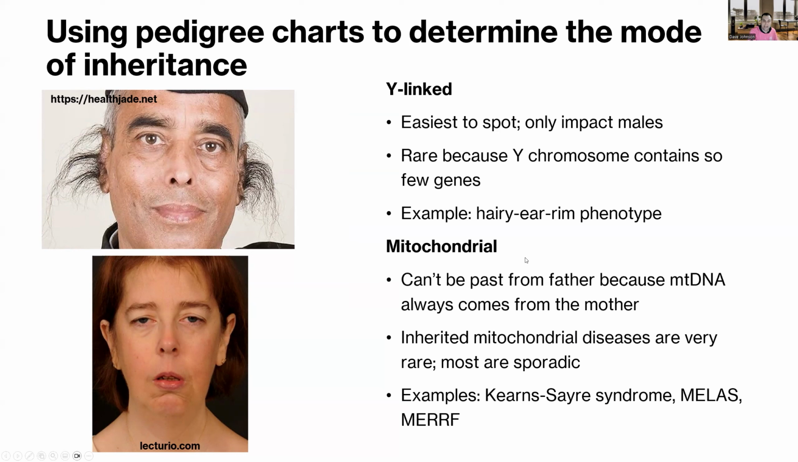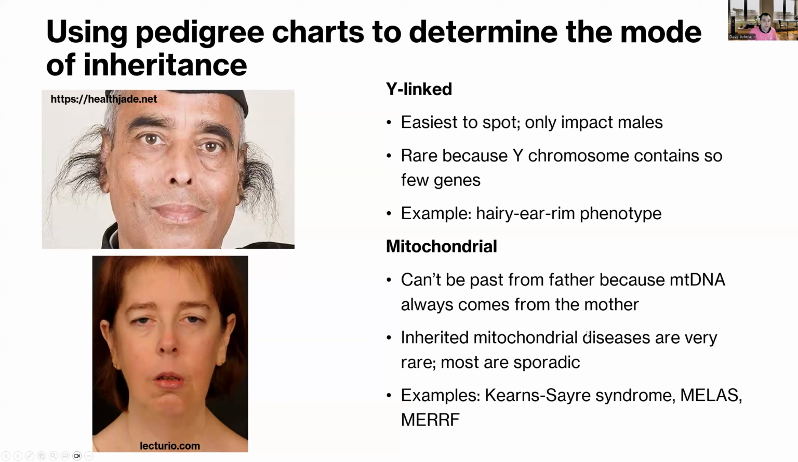There are also mitochondrial diseases that can be passed down. Interesting about these, just recall that mitochondrial DNA always comes from the mom, so dad can never pass these on. If dad has it, he can't pass it on to the next generation because all the mitochondrial DNA in the children, male or female, is going to be mom's mitochondrial DNA.